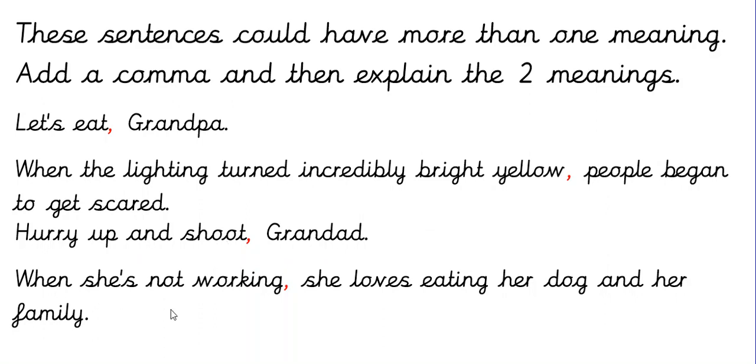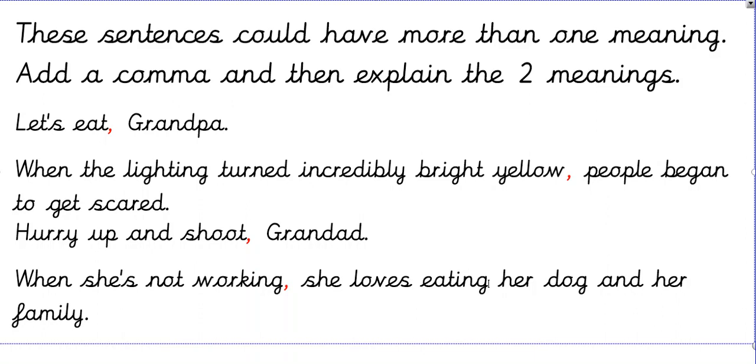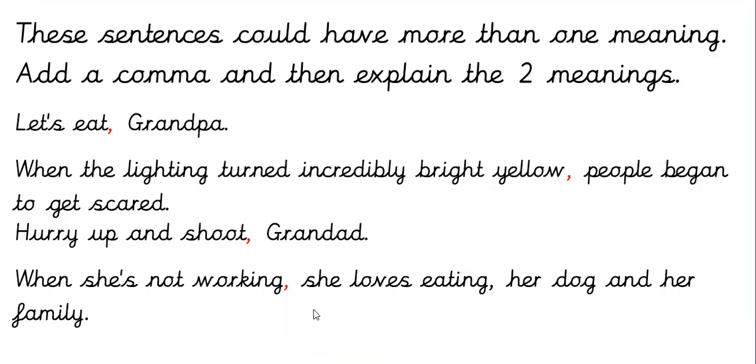And the last one, when she's not working, she loves eating her dog and her family. Now we've still missed a comma out of this one because we need one here as well, don't we? So: when she's not working, she loves eating her dog, and her family. So we're listing the things that she likes when she's not working.